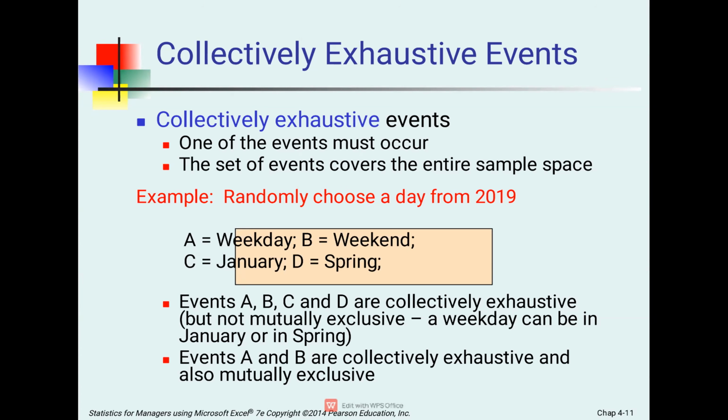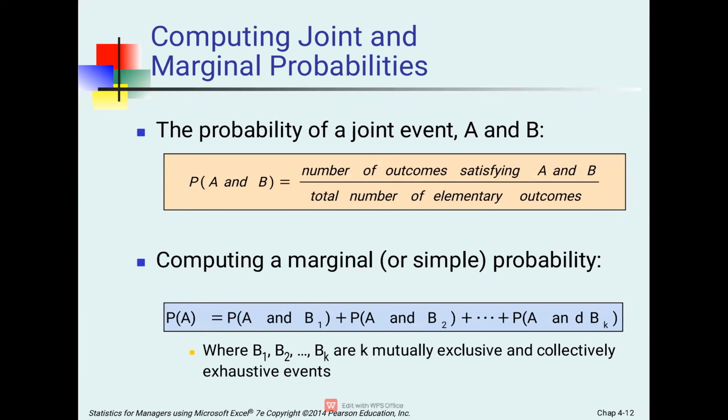Events A and B are exhaustive and also mutually exclusive. For events A and B, they are mutually exclusive. It can't be a weekday and a weekend at the same time, right? That's what we mean by mutually exclusive events that cannot occur at the same time. Is that okay? Yes, sir.